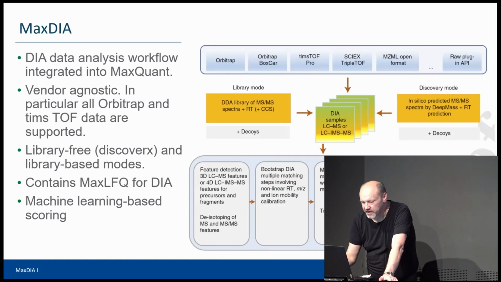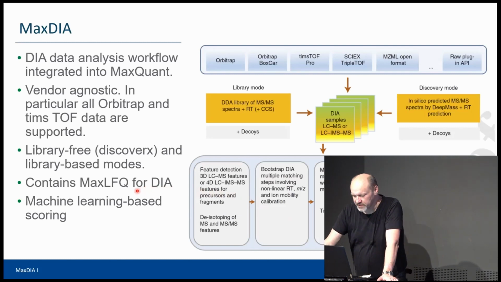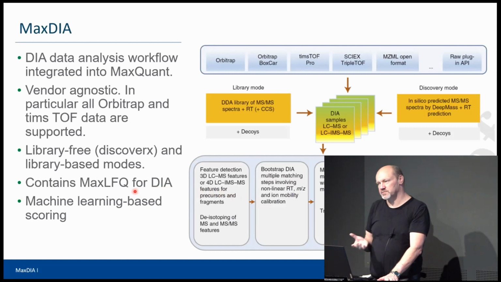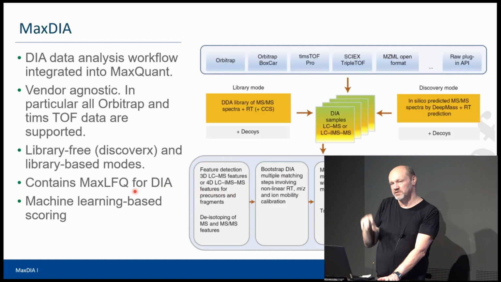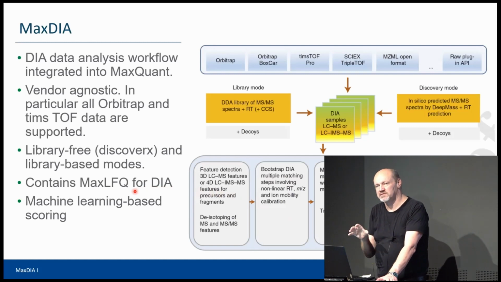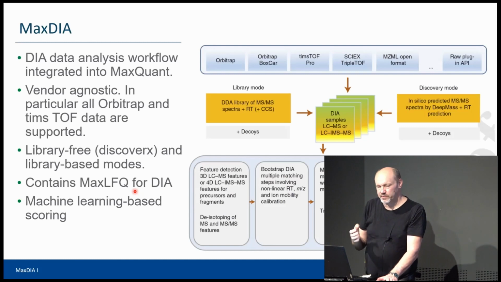Right. So it actually contains the MaxLFQ algorithm for DIA. We have seen how it works in DDA, and the principles are the same in DIA. But we will see later there are some modifications, because you can use more information here: you actually have independent quantification events from the precursor and from the fragments. For each fragment separately, you already get a quantification. We can use that to our advantage to make more accurate quantification with the MaxLFQ algorithm.